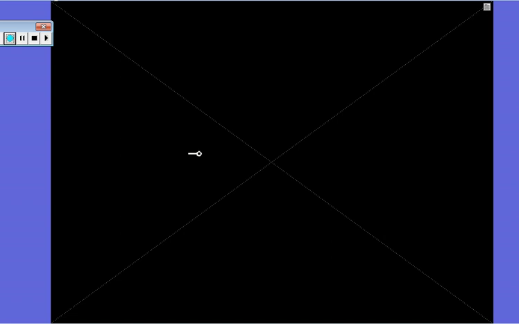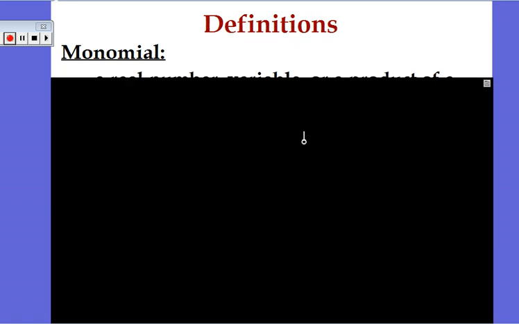Okay, in this lesson we're going to talk about adding and subtracting polynomials. In order to do that, we need to go over some definitions, which will be the first few pages. The very first thing we're going to talk about is a monomial.